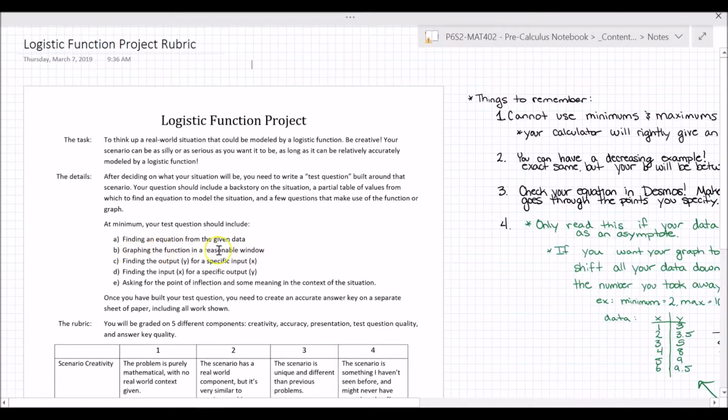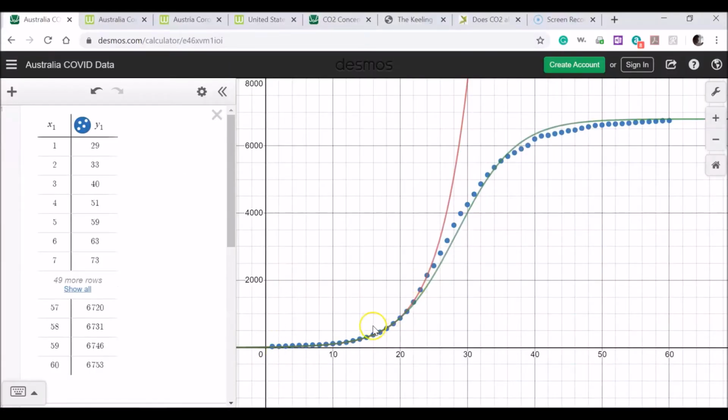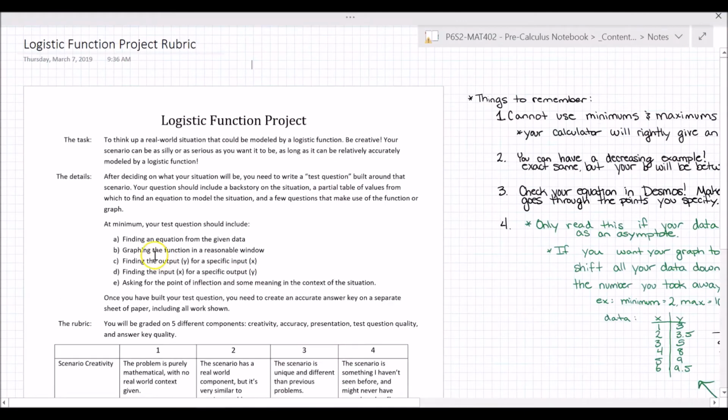You should include a graph of the function in a reasonable window. Just make sure that you're not using a default -10 to 10. That's probably not going to give you anything, so just make sure that you're looking at it where you can see the whole big picture of that.